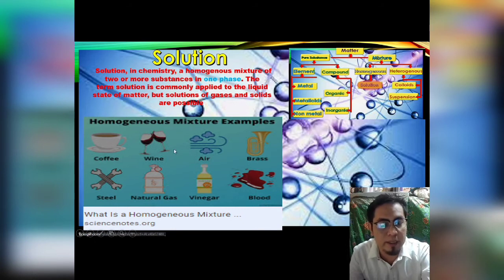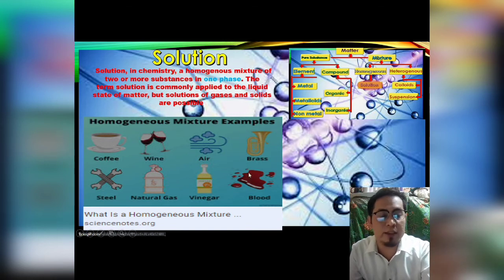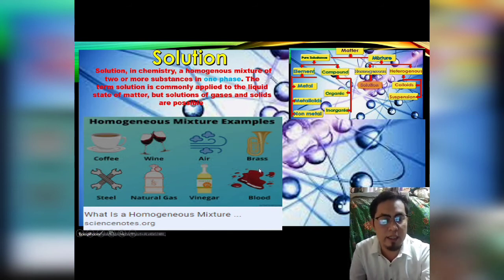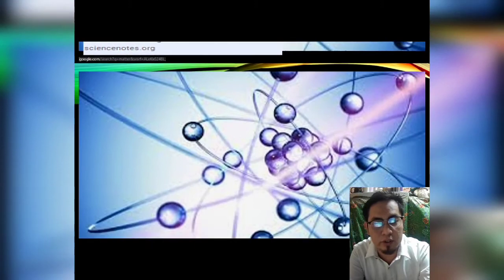Air is a combination of different gases. An example of a solid solution is brass or metal. This is a combination of two metals combined to form one metal which is known as brass. Okay, combination of iron. Another, a liquid solution, is blood. Blood is a combination of your red blood cells and white blood cells. Okay, so that is under solution.